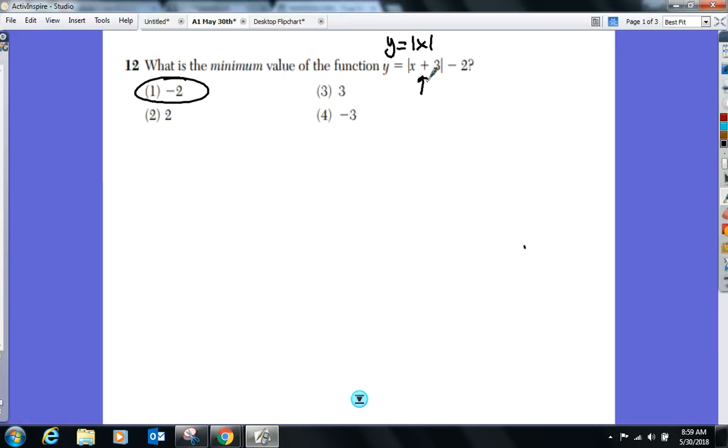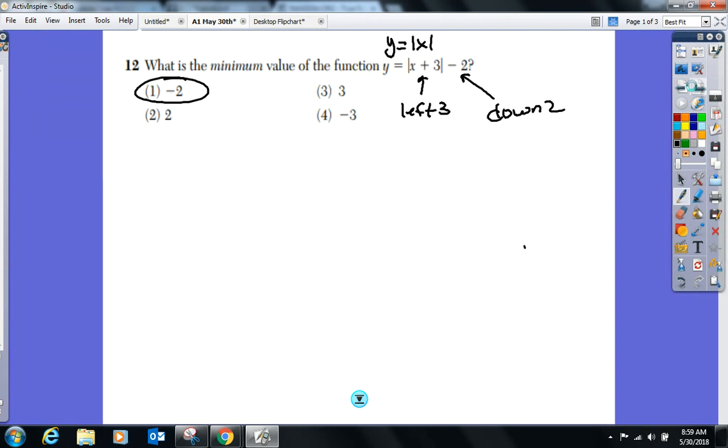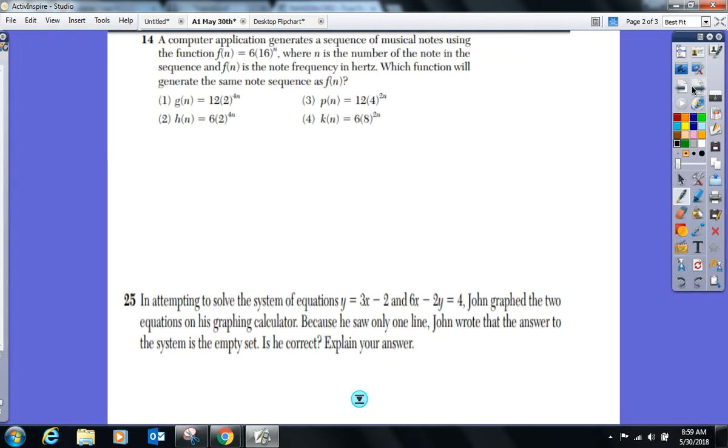Okay, hold on. Inside +3, that tells me it went left 3, and with the -2 on the outside, Emily, it went down 2. Okay, something always comes up. 14, here we go, 14. Same page.